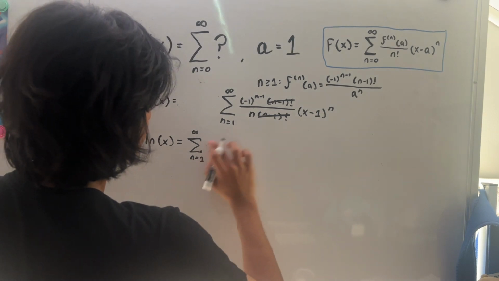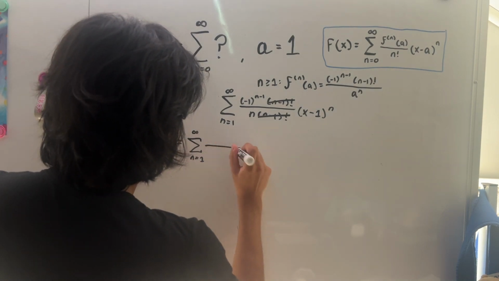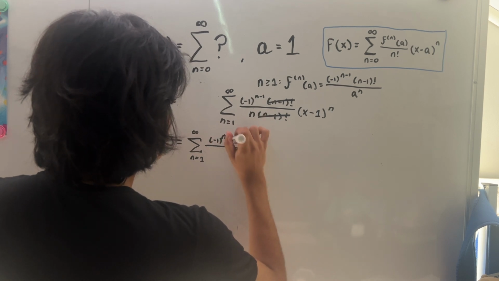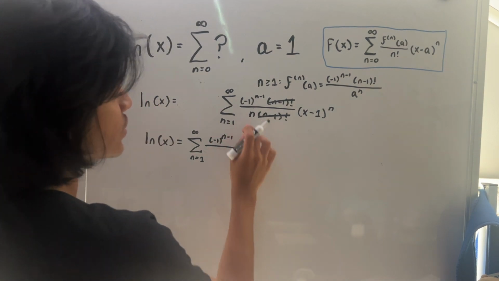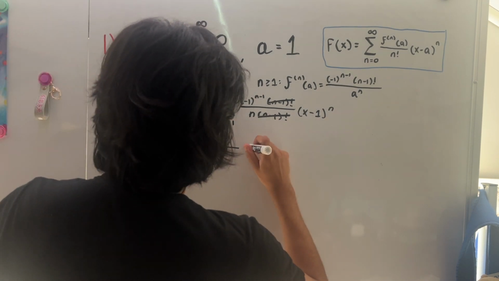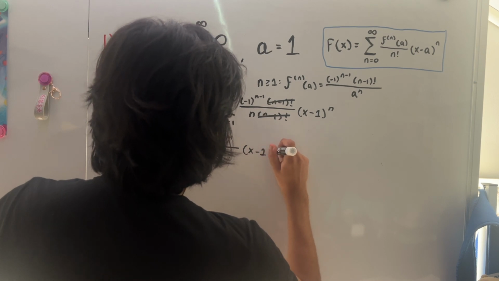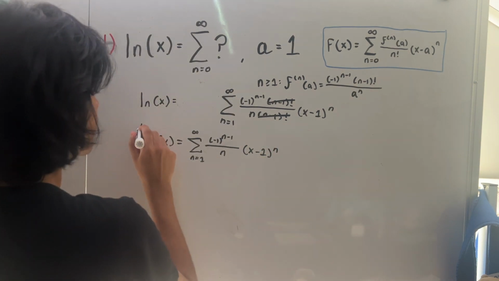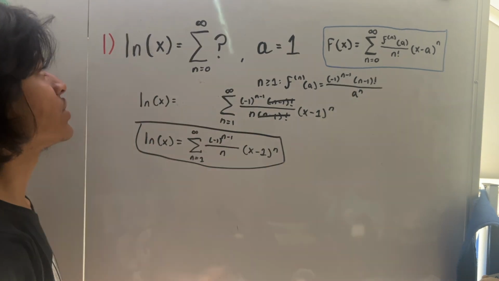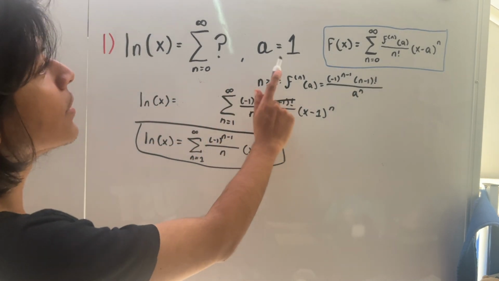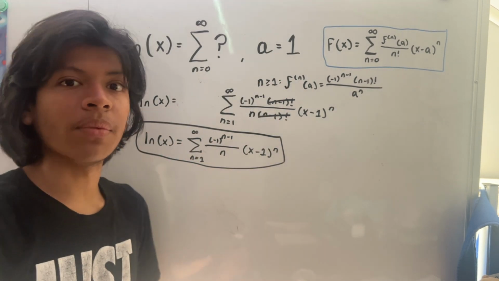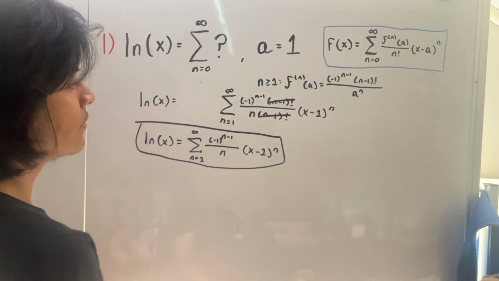Actually, I'm going to write this on the top. So negative 1 to the n minus 1. Here we just have an n. And now for this part, we have x minus 1 to the power of n. So this is our Taylor series expression for ln of x centered at a is equal to 1. So that takes care of this problem right there. This would be our solution.